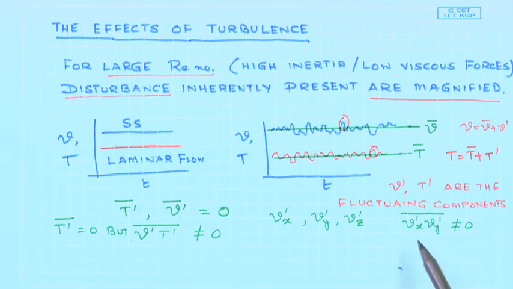Now, this non-zero part, v prime x v prime y not equal to 0, has given rise to additional terms in the equation of energy and in the equation of motion. So, physically, what I mean here is that the presence of the fluctuating components means additional transport of momentum or additional transport of heat over and above that specified by the laminar heat transfer or laminar momentum transfer.